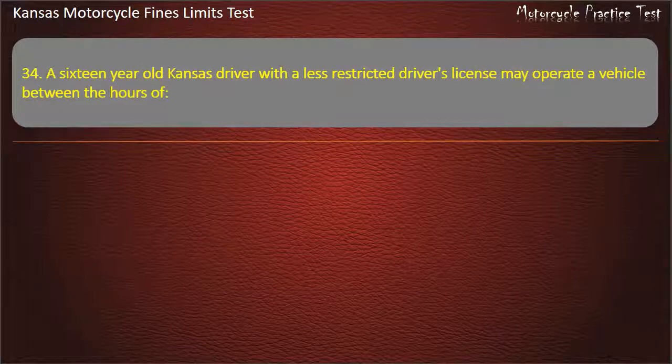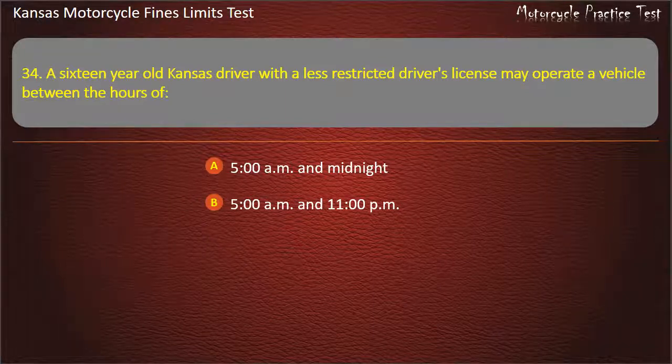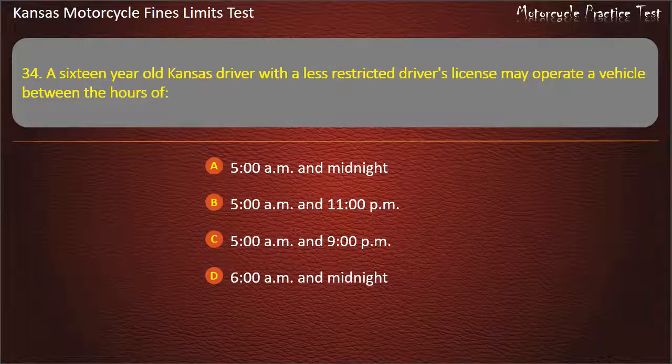Question 34. A 16-year-old Kansas driver with a less restricted driver's license may operate a vehicle between the hours of 5 a.m. and midnight, 5 a.m. and 11 p.m., 5 a.m. and 9 p.m., 6 a.m. and midnight. Answer. 5 a.m. and 9 p.m.